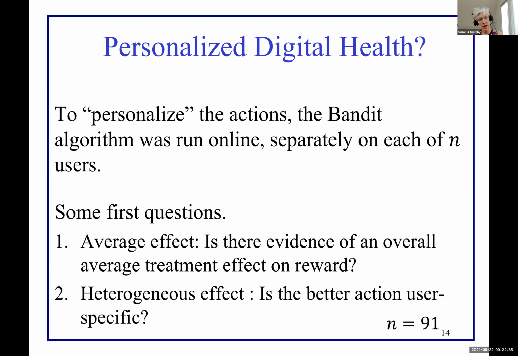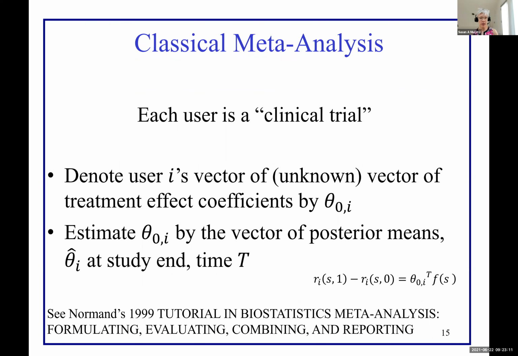And here are some first questions that I might want to ask. I have the data in front of me, the study's over. Is there some evidence, averaged across all individuals, of a treatment effect on the 30-minute step count? That's a natural first question. A second one is, is there heterogeneity in the treatment effect? Was it really a great idea that I ran this bandit algorithm separately on every person, and thus had to accommodate that heterogeneity? So how are we going to think about addressing those questions?